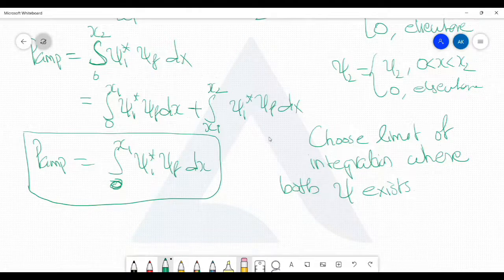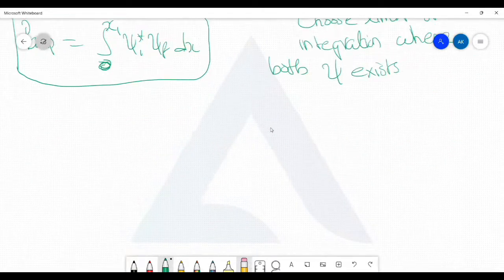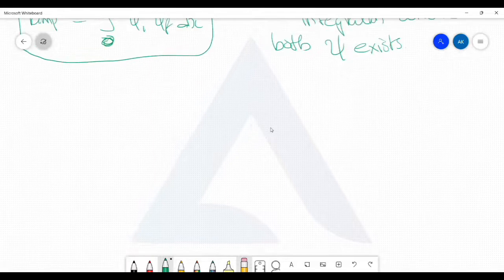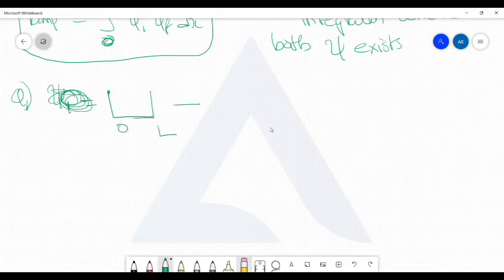Now let us solve some problems. Question number 1. Your psi 1 is equal to, okay, let me take the question. The box of length 0 to L is now shifted to 0 to 2L. Find the probability that the particle is found in the ground state of the new potential.